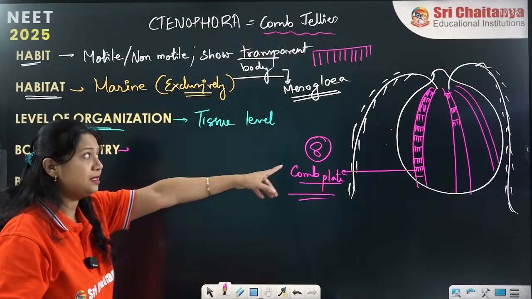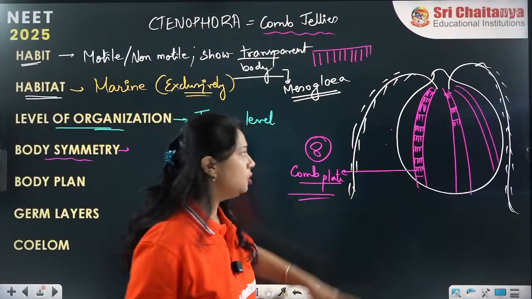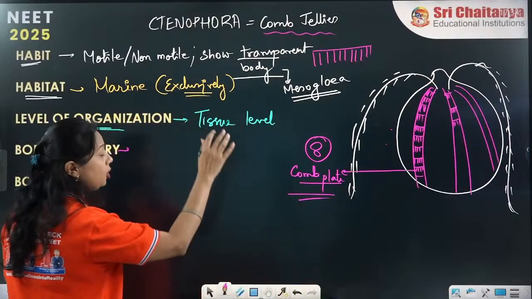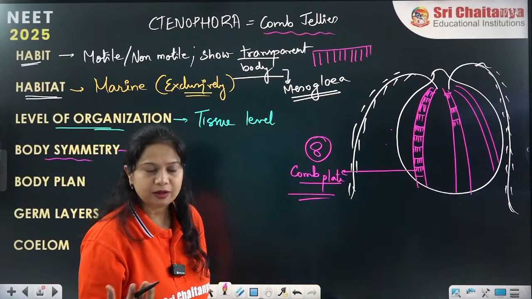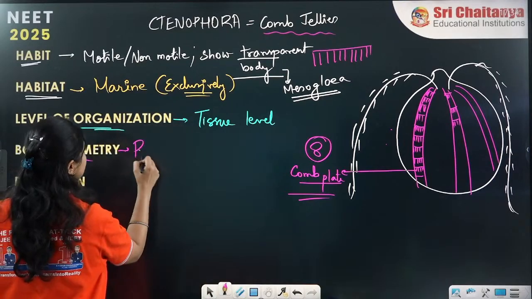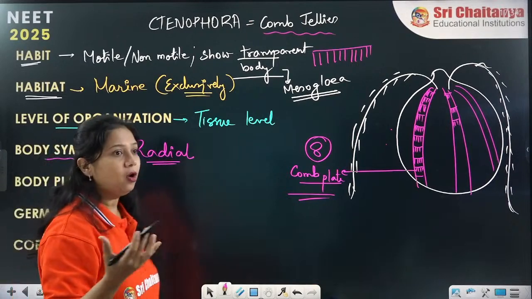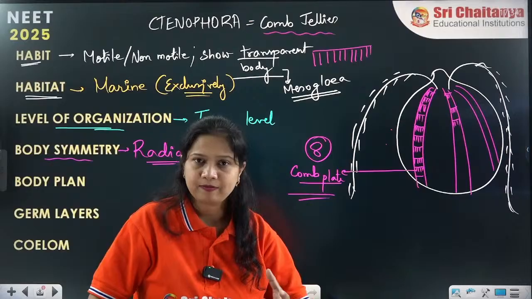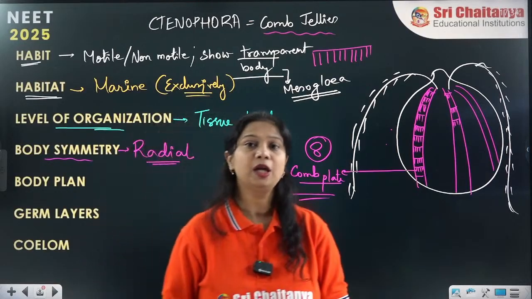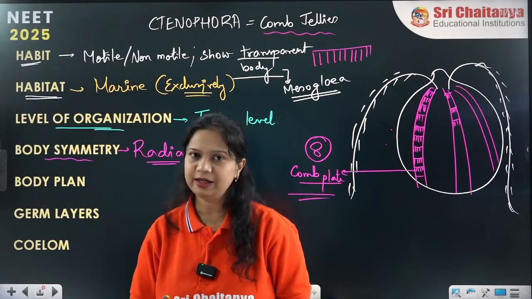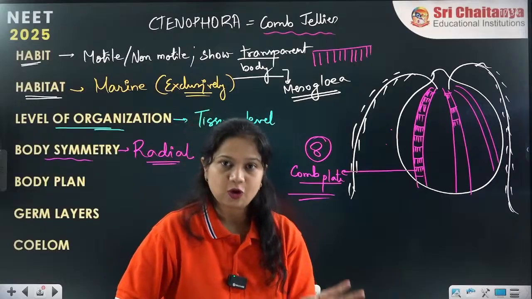Similarly, here also see the structure. We can definitely cut it into various halves. So how many planes of symmetry can it produce? Multiple, more than one. So they are also called radial symmetry. In the case of radial symmetry they show a different pattern than the coelenterates, but for the time being we will read it as radial symmetry. To simplify things, yes, Ctenophores also show radial symmetry.